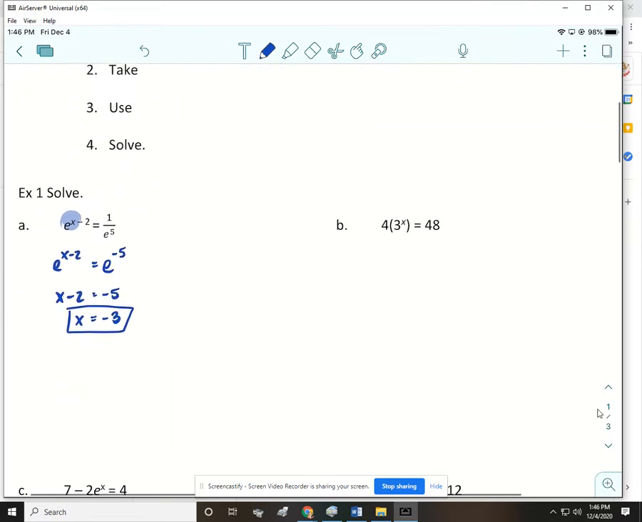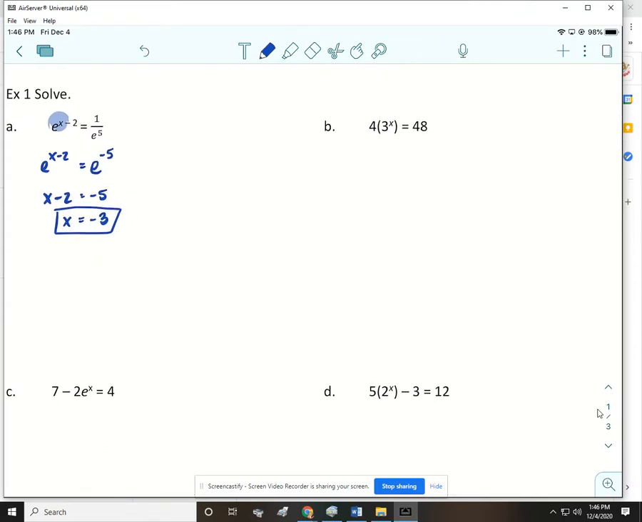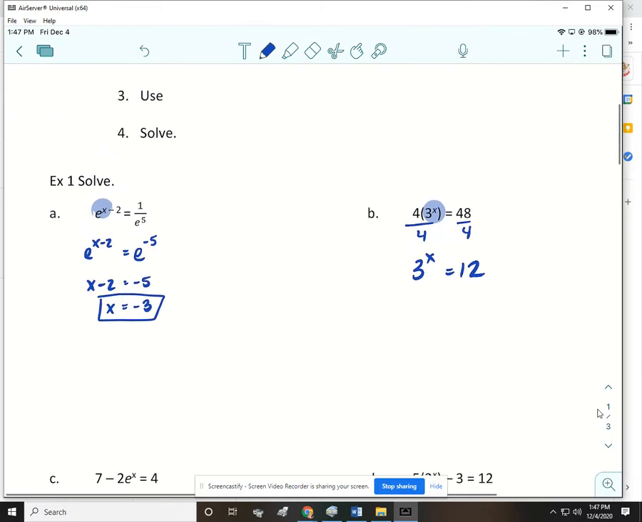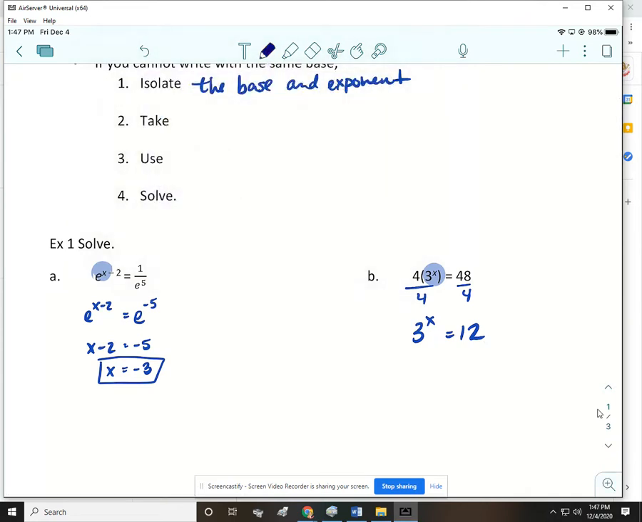All right, so if we're looking down at B and we want to do that step where we isolate the base and the exponent, the base and the exponent is this 3 to the x. So to isolate it, you would divide by 4. And so we get 3 to the x equals 12. Now, if we could, at this point, write 12 as 3 to some power, then that would be an easier problem to do. Like if it had been 9, you could write it as 3 to the 2nd, or if it had been 27, you could write it as 3 to the 3rd, or the square root of 3, you could write it as 3 to the 1/2, but it's none of those. We can't write 12 as 3 to some exact power, so we're going to have to go to the next step, which is to take the ln, or natural log, of each side.